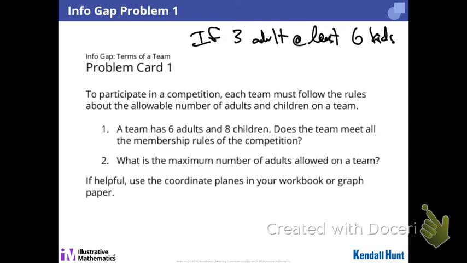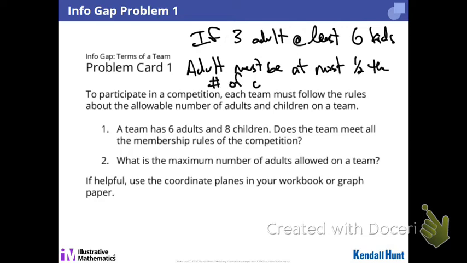Okay, Bob. We need 16 kids. What's the maximum amount of adults plus 1? No, 12. Maximum number of adults plus 1. Okay, what I'll say is adults must be at most half the number of children. Oh. So what is it? Adults must be at most half the number of children. Okay, other questions.